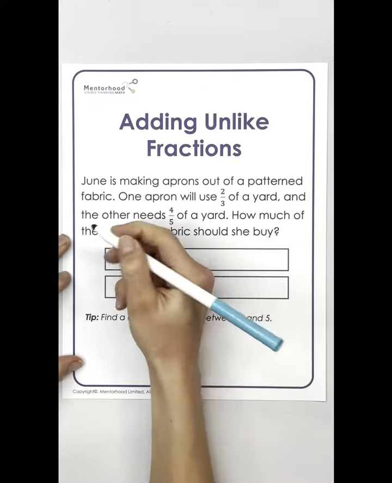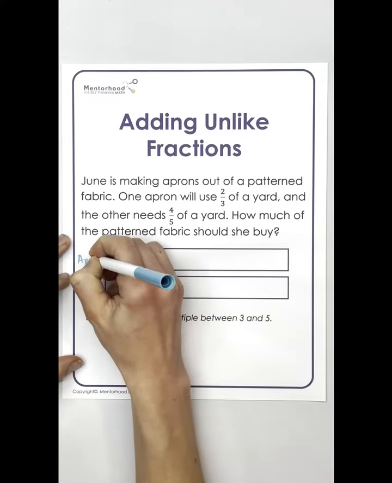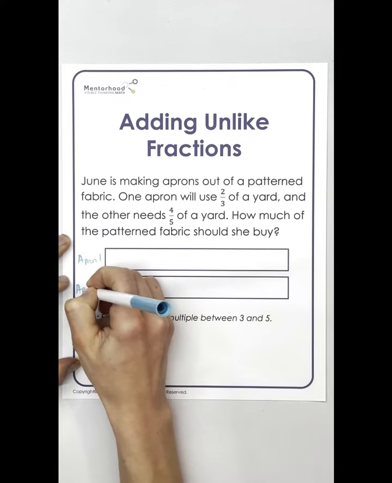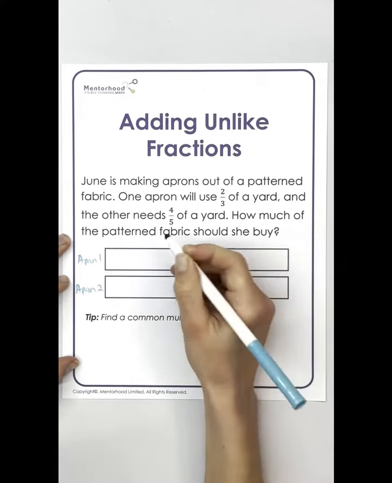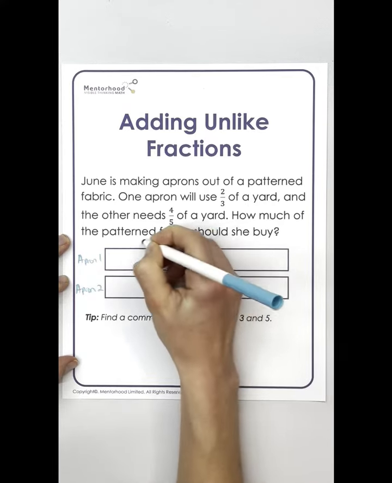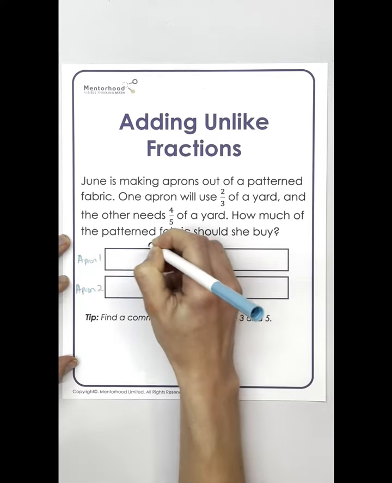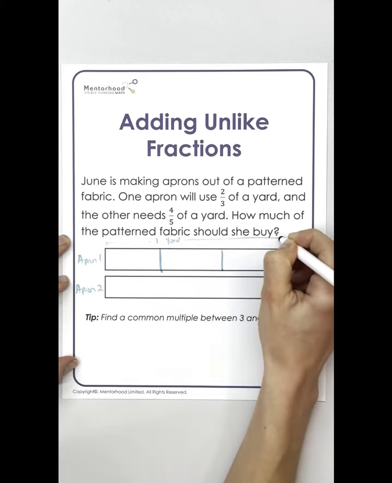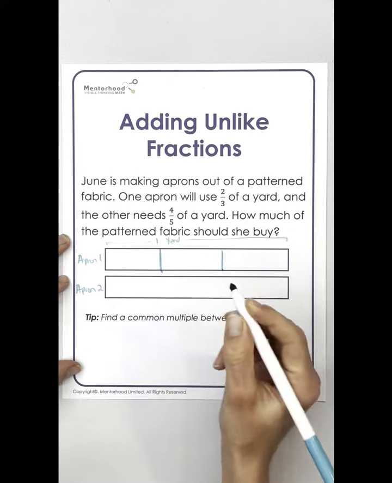Okay, so this is apron 1 and apron 2. Apron 1 will use 2/3. Let's split this into thirds. So this is a yard. This is, say, 1 yard, from here to here for both of the boxes. So 2/3 of a yard, and the other one needs 4/5 of a yard.